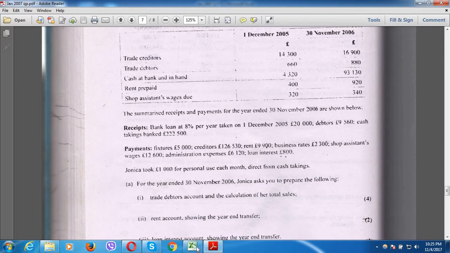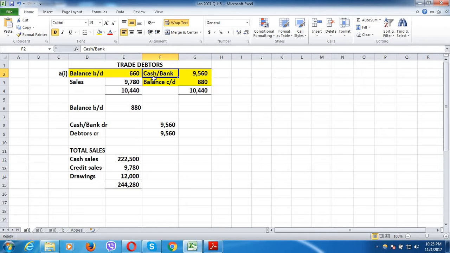I have already read the question, so there is no other information. If you want, you can recheck it. Now we will have to balance it. So 9560 plus 880 equals 10,440. Deduct 660 from 10,440, it will be 9780. So this is the credit sales amount.